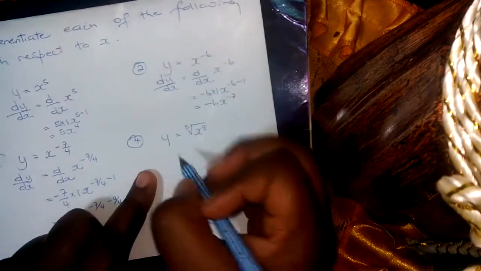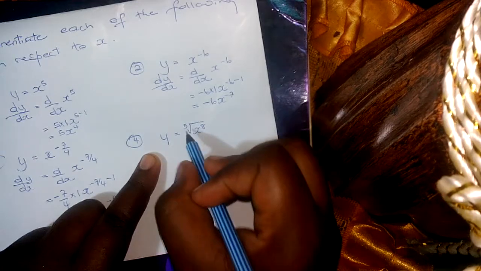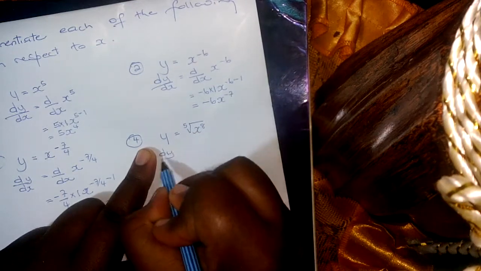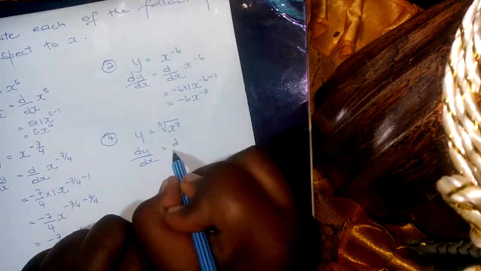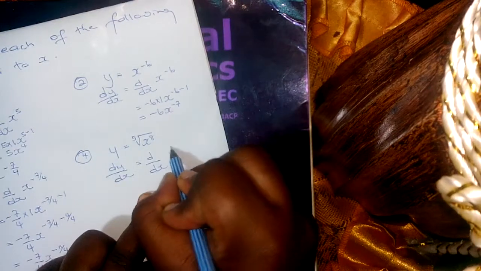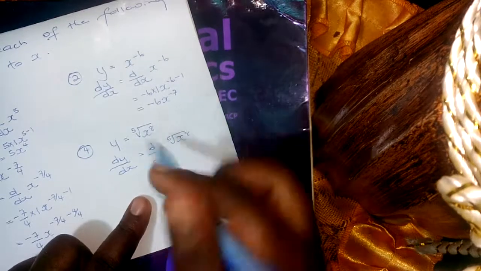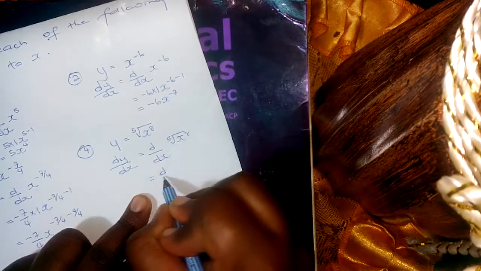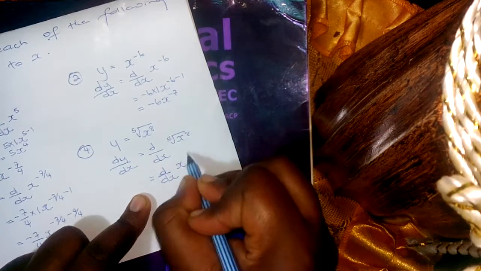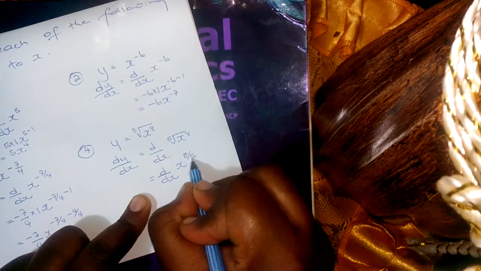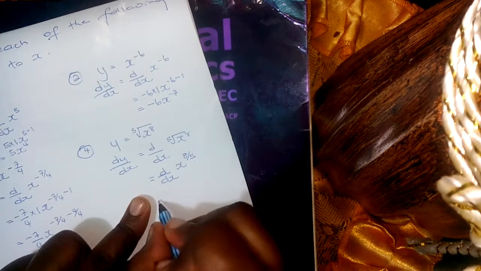Alright, the final one, we have y equal root 5 of x to the power 8. So we have dy over dx equal d over dx. Okay, before I go any further, I'm going to rewrite this before I differentiate it. So this is the same thing as saying x, whatever is here becomes my numerator, over 5. So x to the 8 over 5. So I rewrite this. Now I'm going to differentiate.